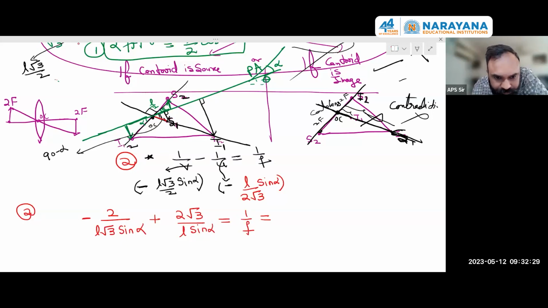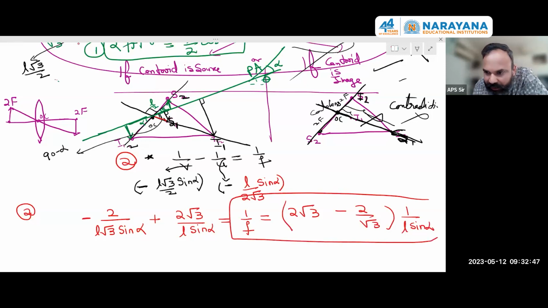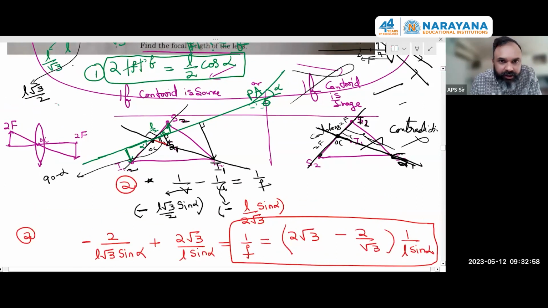So you will have 2 root 3 upon, just solve this properly, 2 root 3 minus 2 by root 3 times 1 upon L sine alpha. That is what we are getting for F. And already L is a known constant and alpha will come from 1. So now what will I do? I'll substitute here that from this equation I got cos alpha is equal to 4F by L.